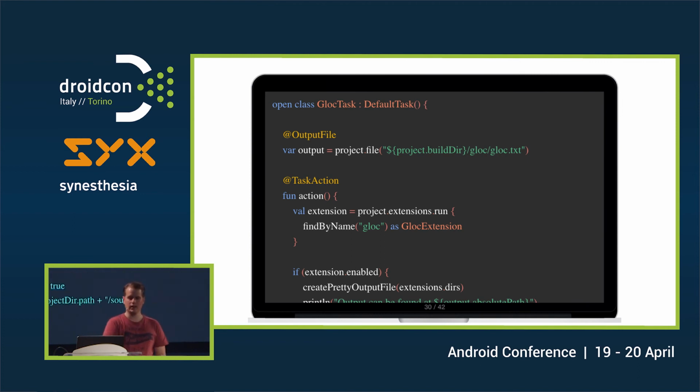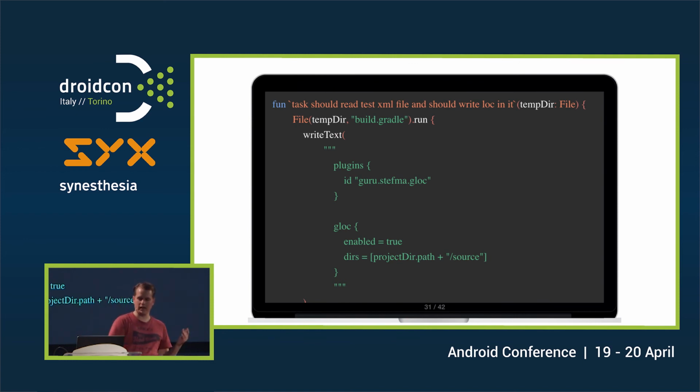So for testing, we apply the plugin and say enable true. We set up the dirs property with a directory somewhere. We create a test XML file in it and write this is Droidcon Italy Turin in it. So we expect that the output text file contains somehow 5. We create the Gradle runner as well, with the argument glog to run the task, and do the assertions: the file exists, because if the file doesn't exist, the glog file is null, and then we read the text, and it should contain 5. Cool.